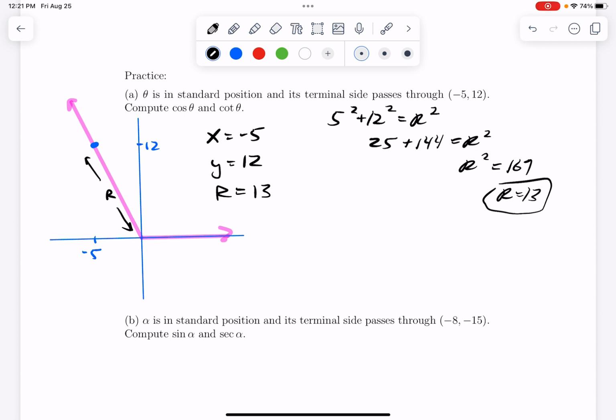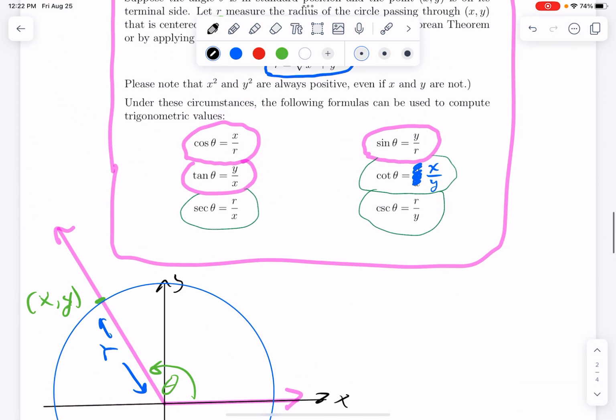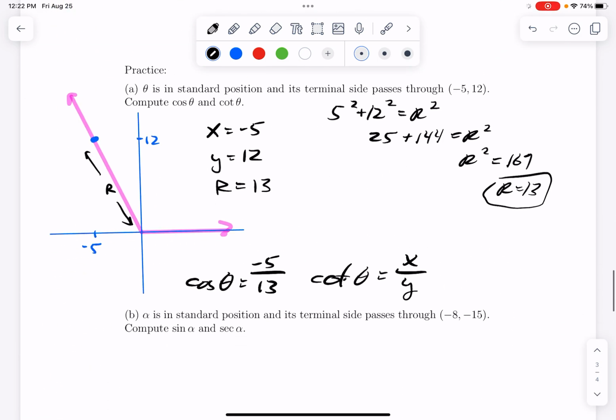So I have rules for this. How do I find cosine? Cosine is the x coordinate, but we have to remember to divide that by r. So it's -5/13. Cotangent is x over y. Let's double check that I have the correct version there. Cotangent would be x over y, which is -5 over 12.